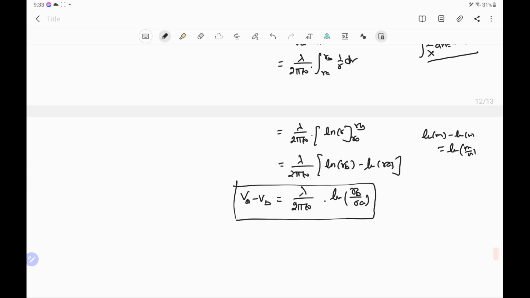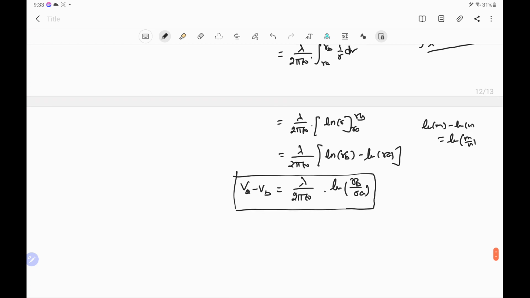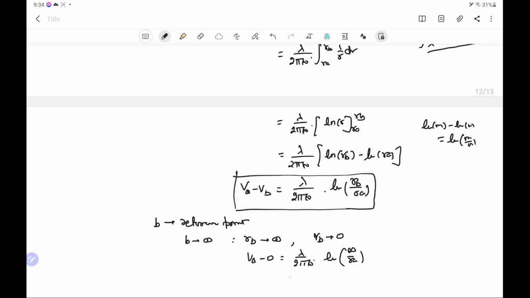Now to find the potential at a particular point, say A, we take a reference point B. Suppose B is at infinity. It means Rb is at infinity, and at infinity we take VB equal to 0. So what will we get? We will get VA minus 0 equal to lambda by 2 pi epsilon naught log of infinity by Ra. This is log infinity.